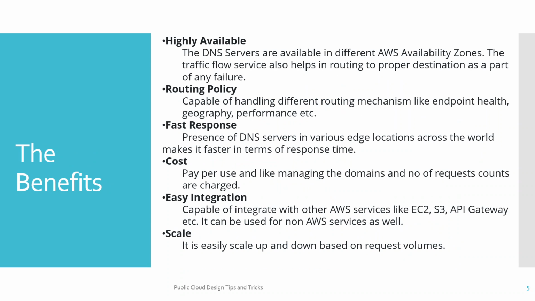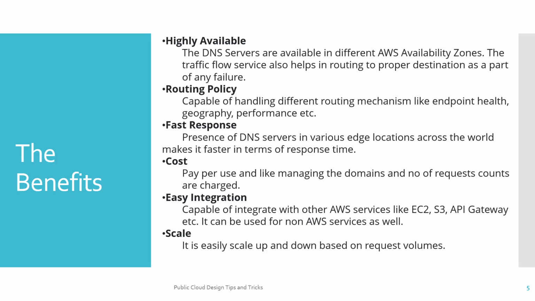Now what are the benefits? Highly available: the DNS servers, in this case Route 53, are available in different AWS availability zones. The traffic flow, which is also a part of the Route 53 service, helps in routing to a proper destination if any failure happens. It supports different routing policies, which we'll discuss in detail later in the slides. It is capable of handling different routing mechanisms like endpoint health, geography, performance, etc.